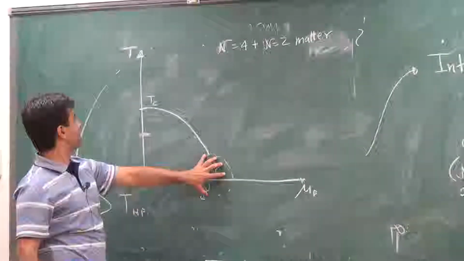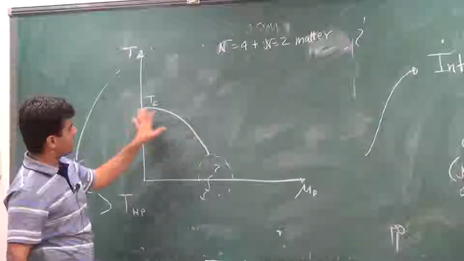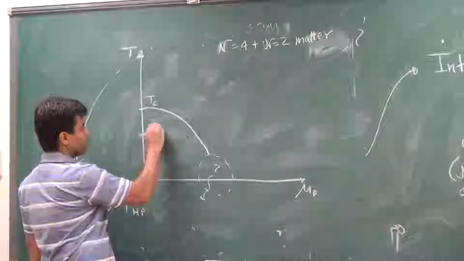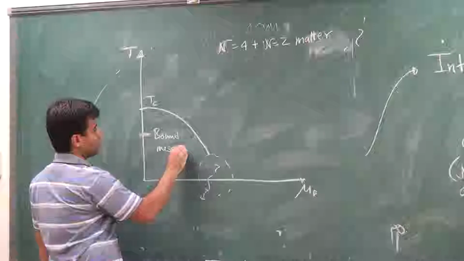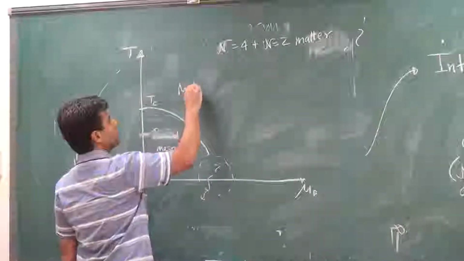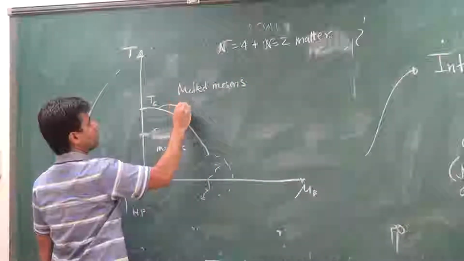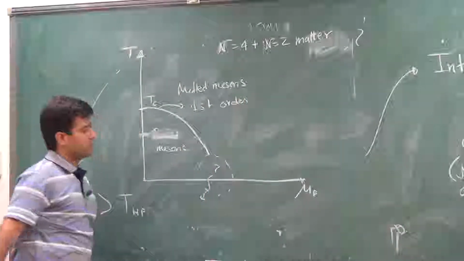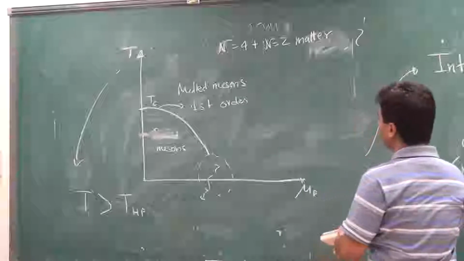So apart from this particular region, I think it's true that this phase diagram can be interpreted as bound mesons and melted mesons. And this is a first order transition. Okay. You can in fact do a little bit more.